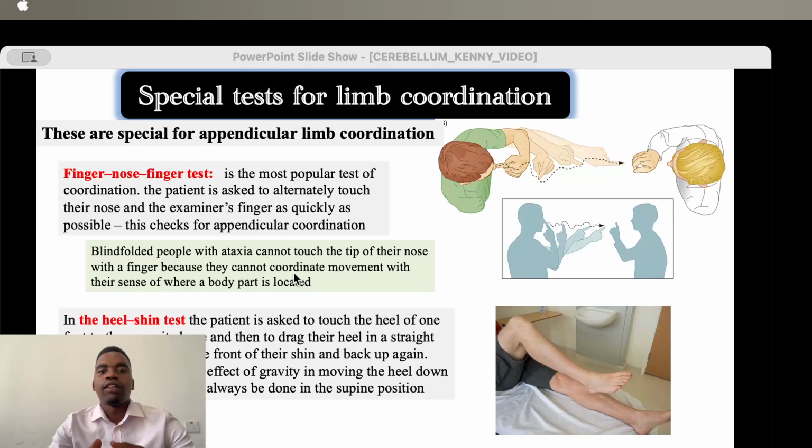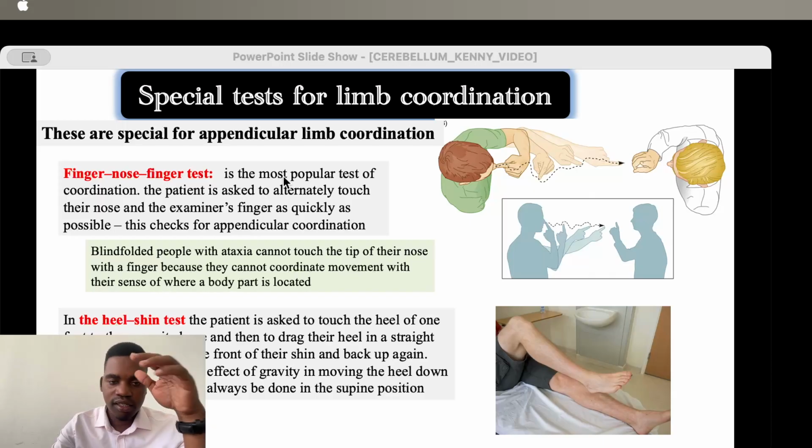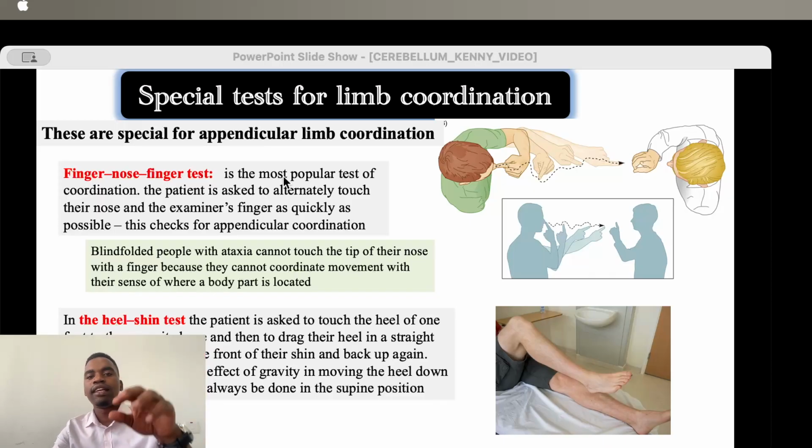Now, to test the coordination of the upper limb, remember, because it is a perpendicular limb, and of course the distal muscle groups, we should also keep in mind that the region of the cerebellum that is affected will always be the intermediate zone of the cerebellum. So test number 1 is known as the finger to nose to finger test. This is the patient here, and this is the doctor or the examiner.